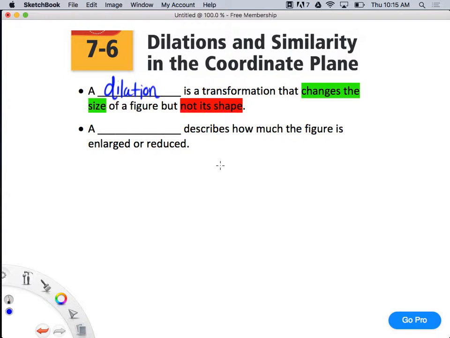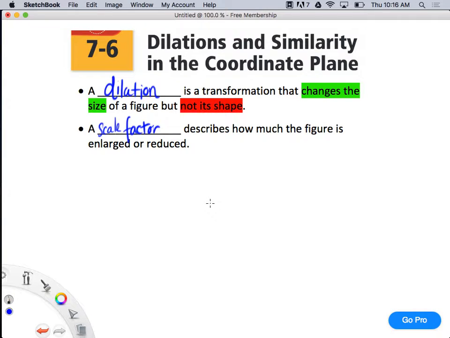And what describes how much the figure is enlarged or reduced? A scale factor. So a scale factor describes how much the figure is enlarged or reduced. If I dilate the shape and it's doubled in size, then the scale factor is 2. If it's tripled in size, the scale factor is 3. If I cut it in half, the scale factor is 1/2, or 0.5. Does that make sense to you guys?